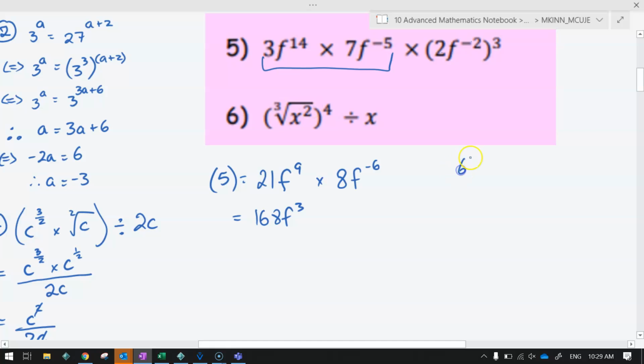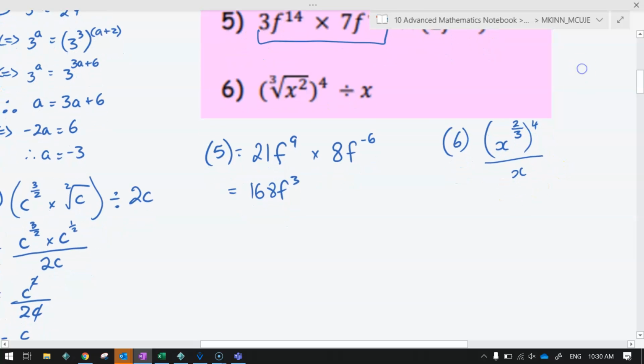Lucky last, number 6. X squared, and then I want the cube root of that. I'm going to change that into index form. It's going to be much easier to work with expressions when you've got the exponent there rather than the radical sign. So the cube root is a power of a third, so I'm actually going to have x to the power of 2/3 here, all to the power of 4, and then I'm dividing by x. Now, you could keep your division sign there. It probably wouldn't matter for this one.